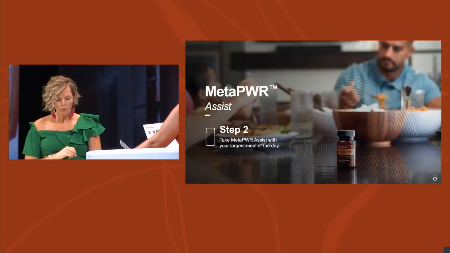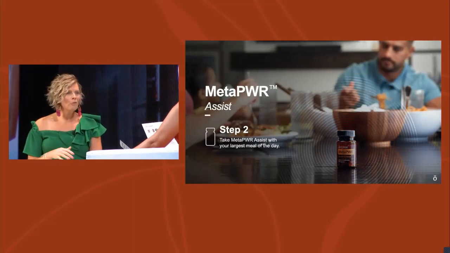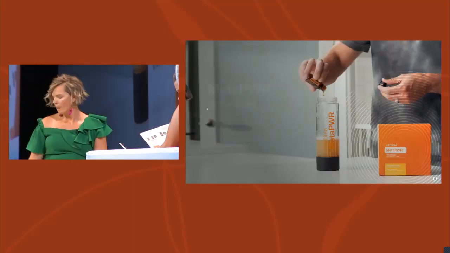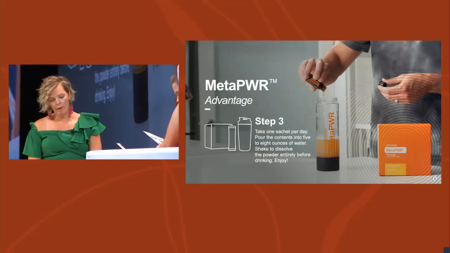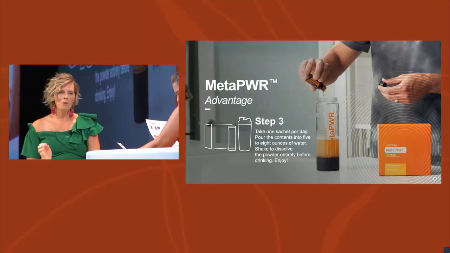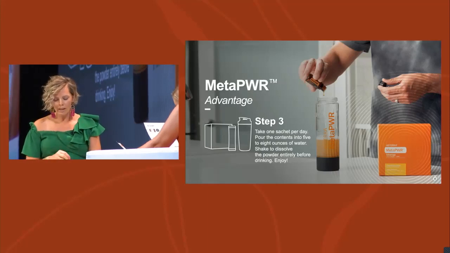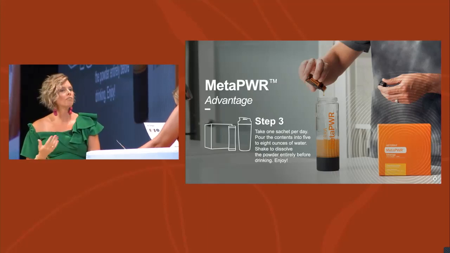Step 2, you will take 1 MetaPWR Assist capsule 30 minutes before your largest meal of the day. And if life gets crazy and you forget it 30 minutes before, you can still take it with your meal and you'll still get a lot of benefits, so don't worry too much about that. And step 3, the MetaPWR Advantage. Just once a day, you can take it twice if you're a super user. Usually in the morning, you're just gonna add 1 sachet to cold or room temperature water, shake and drink.